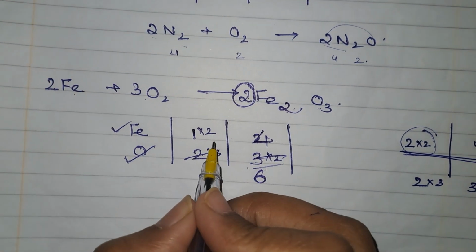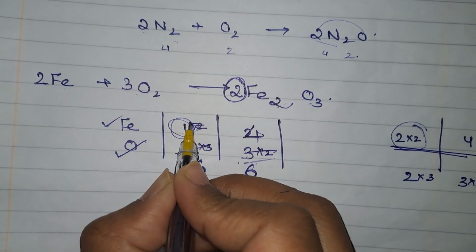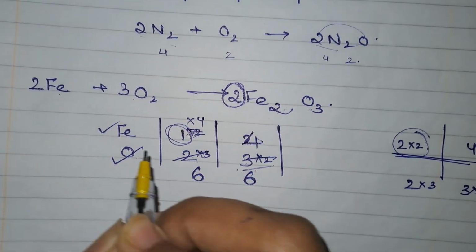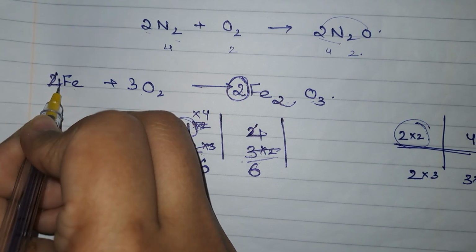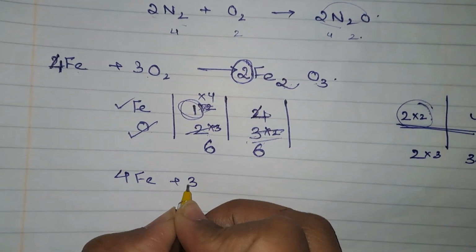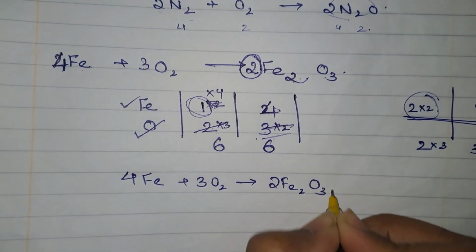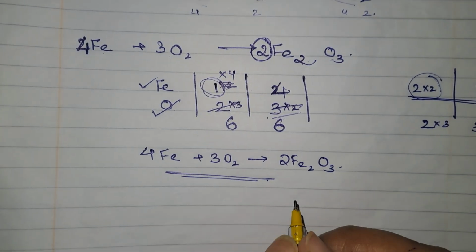So to make that, we'll consider this to be 1 only. To make this 4, I have to multiply it with 4. So instead of putting a 2, I'll put a 4 in front of it. So the balanced equation is 4 Fe plus 3 O2 gives rise to 2 Fe2O3. This will be the balanced equation that I have.